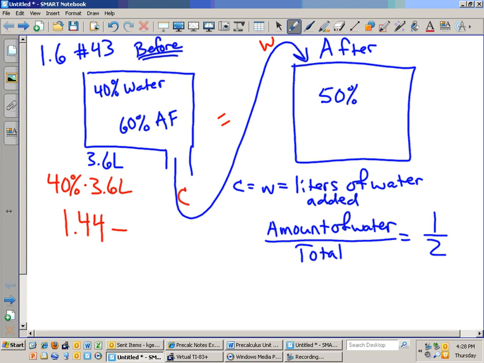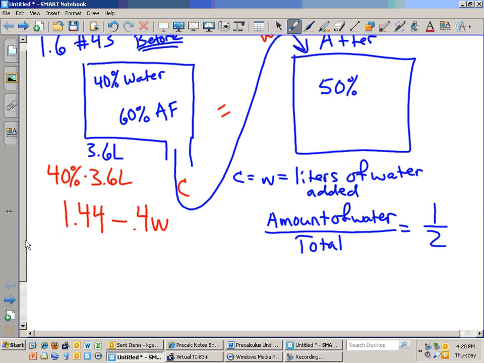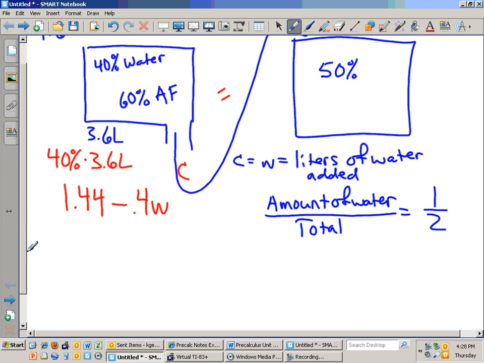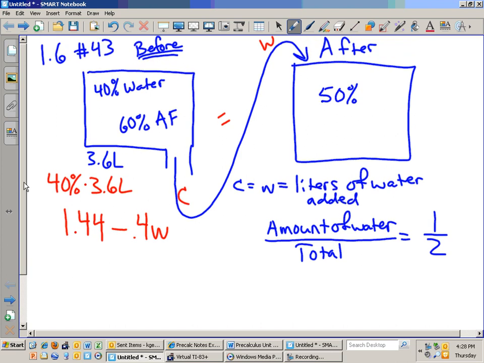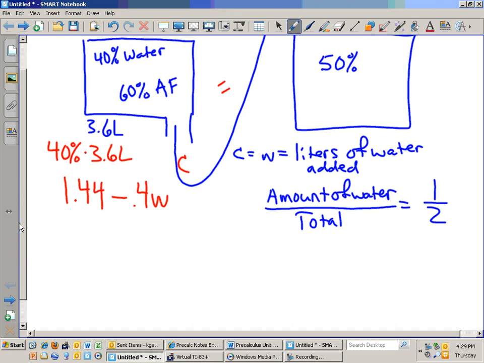Now, there's some leaving, so I'm going to subtract. The amount that's leaving is 40%, or 0.4, times the amount of coolant leaving. Now you may say, well, water isn't leaving, coolant's leaving. Remember, the amount of water added in and the amount of coolant leaving will be the same amounts, so I can replace that variable with W. So that represents the amount of coolant leaving. 40% of the amount of coolant leaving is water.